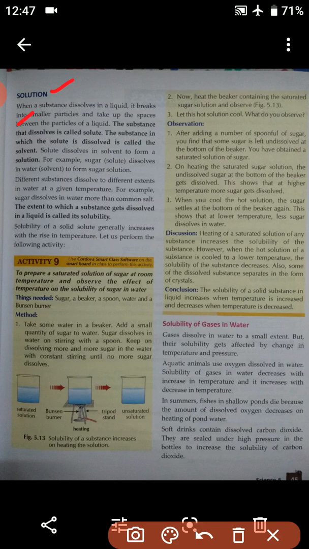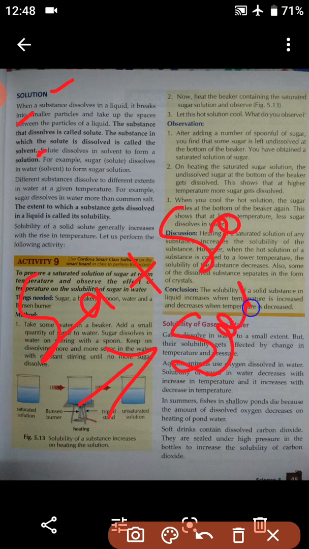the substance that dissolves is called the solute. Okay, the substance that dissolves is known as the solute. The substance in which the solute is dissolved is called the solvent. Okay, the substance in which the solute is dissolved, that one will be called a solvent. So solute dissolves in a solvent to form a solution. So solute plus solvent is known as solution.